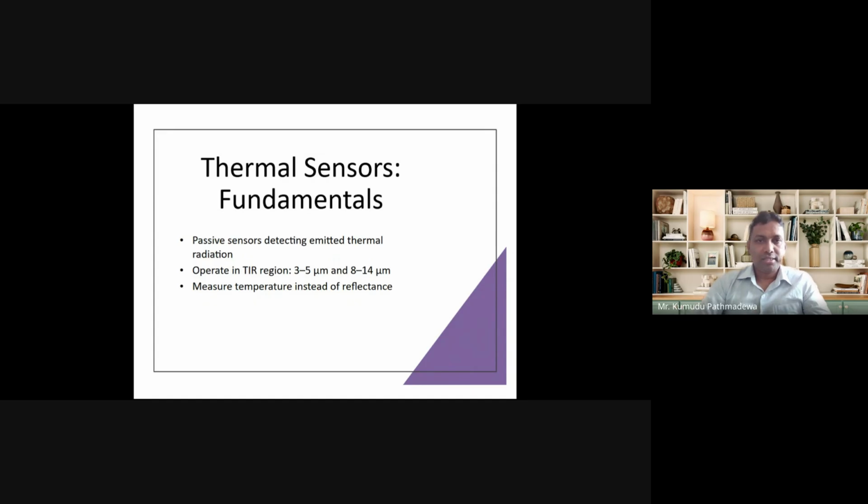Thermal sensors are passive sensors that detect emitted radiation rather than reflected radiation. They operate mainly in the mid-wave infrared, 3 to 5 micrometer, and long-wave infrared, 3 to 14 micrometer regions. These wavelengths provide valuable insight into temperature variation across the surface.